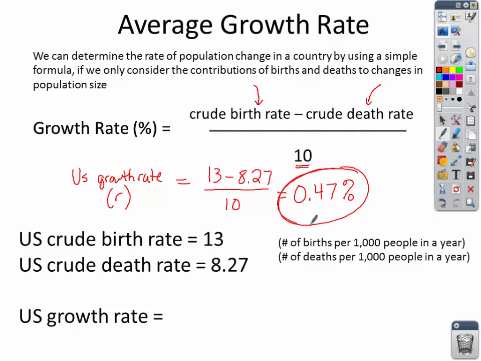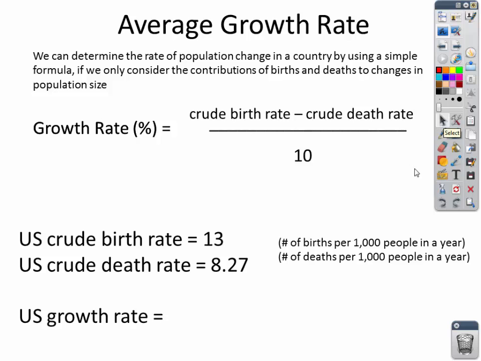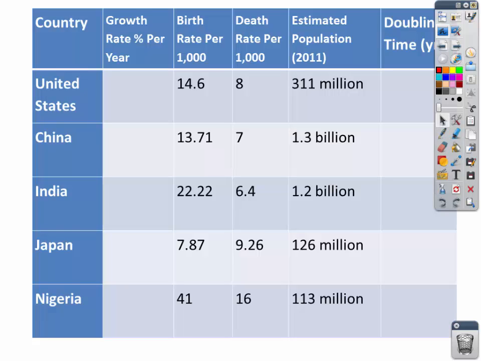And we talked a lot about exponential growth. If you get a growth rate percentage that is 1 or greater, you have exponential growth. So 0.47 is by no means exponential growth, but it is a positive growth rate. We saw that the United States has somewhat of a stable population. We are growing a little bit, and it's represented here in the United States growth rate, R. Pretty simple calculation.